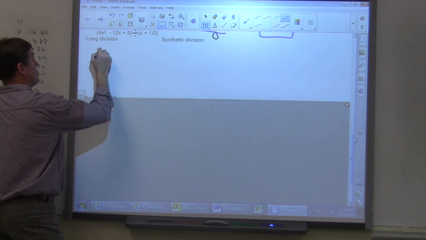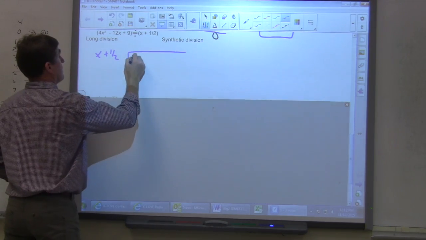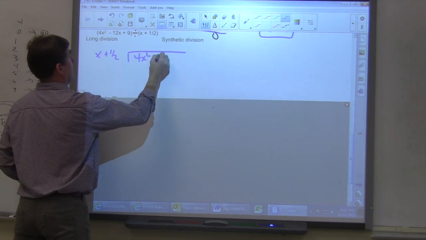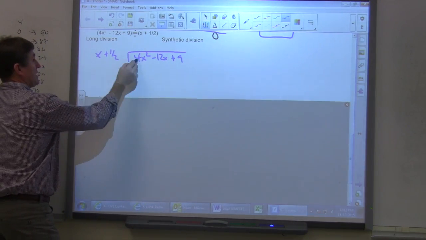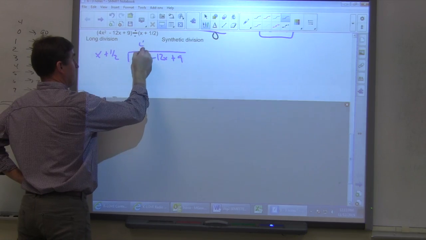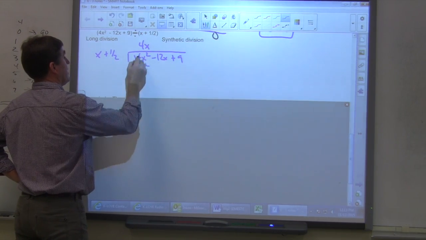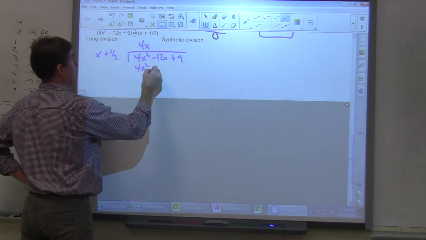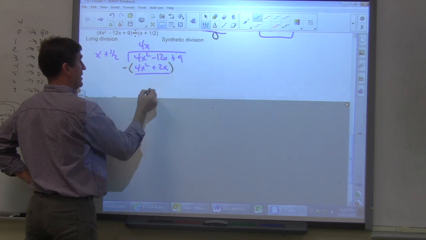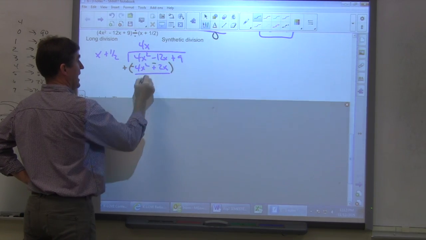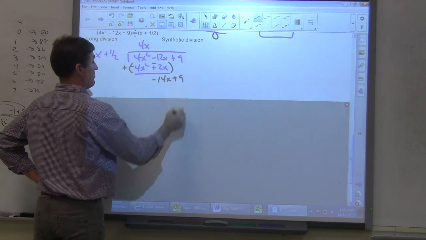So doing this, you should have gone x plus 1/2, 4x squared minus 12x plus 9. And so to get x to 4x squared, this would be 4x. 4x times x is 4x squared, and 4x times 1/2 is plus 2x. We're going to subtract this whole thing, so change the signs and add. And we get a negative 14x plus 9.